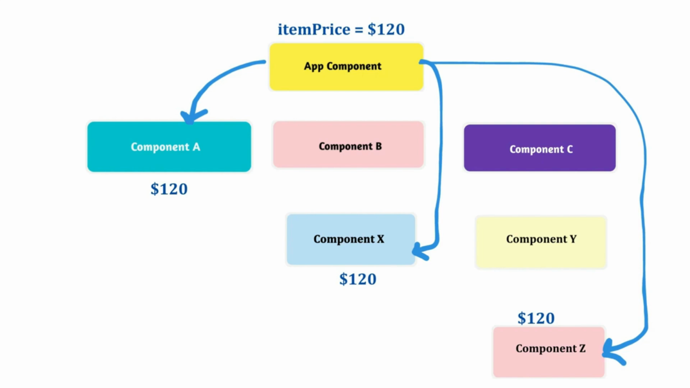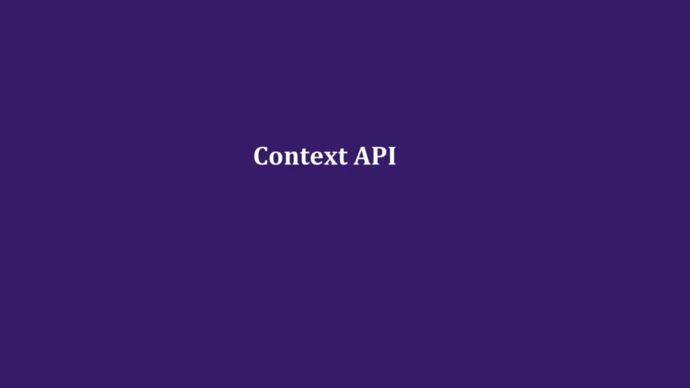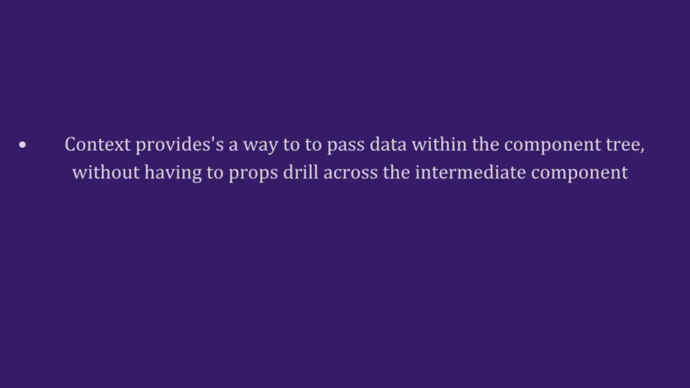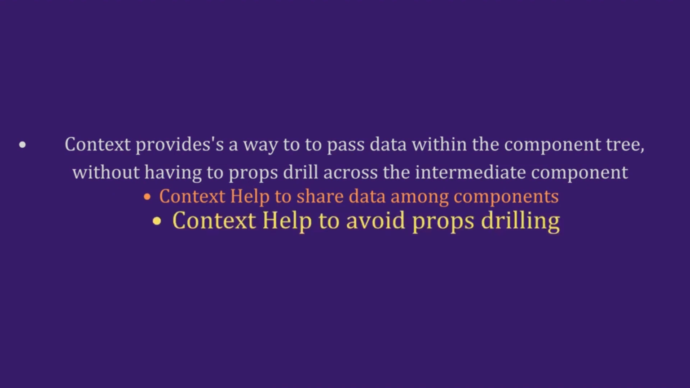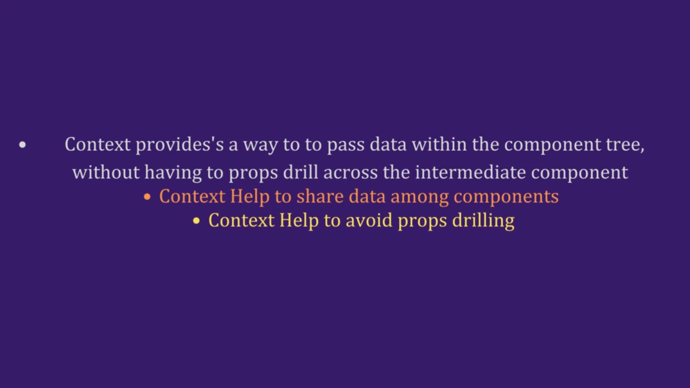Okay, so here exactly is where Context API comes in. Context provides a way to pass data through the component tree without having to props drill manually across the nested components. In other words, React Context allows us to share data across our components more easily. It helps to avoid props drilling.